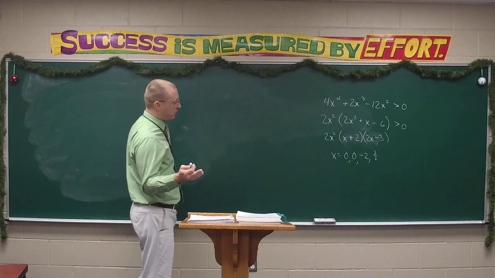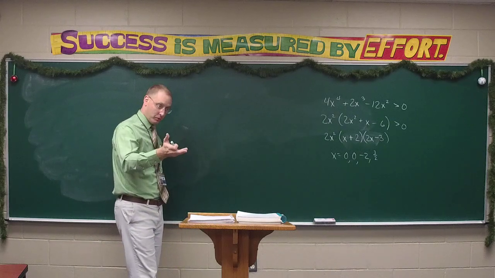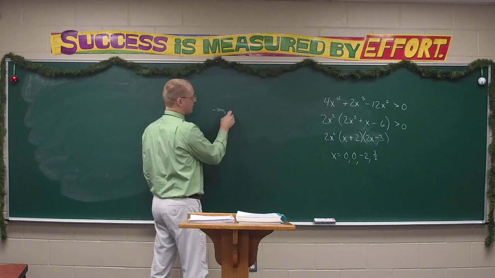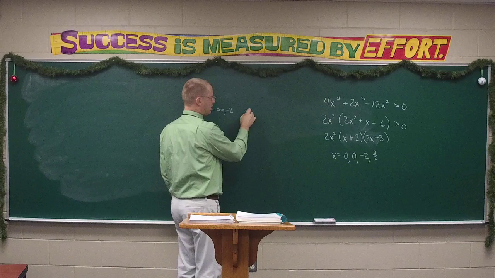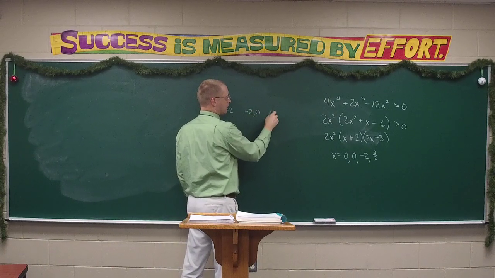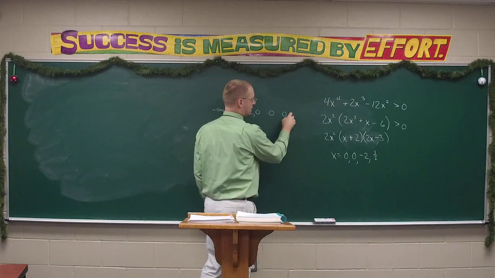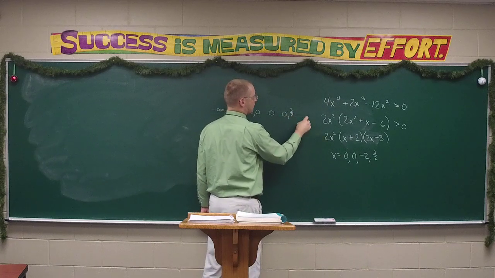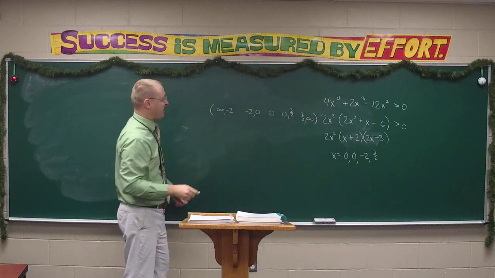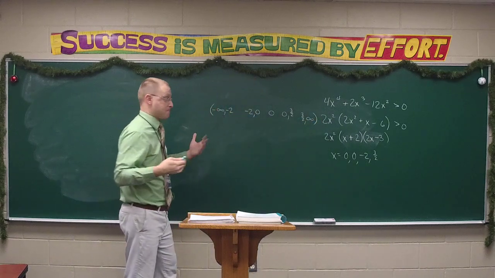All right, so what are my 5 ranges going to be? A negative 3 to a negative 2. And then a negative 2 to a 0. And then a 0 to 3 halves. And a 3 halves to 3. Great job. Of course, we'll use parentheses on these, and for that matter, we'll use parentheses everywhere.